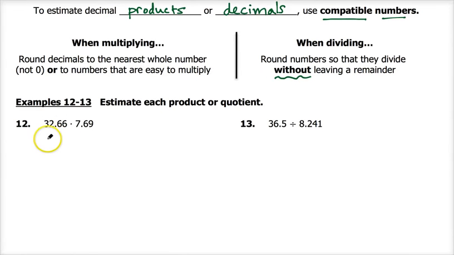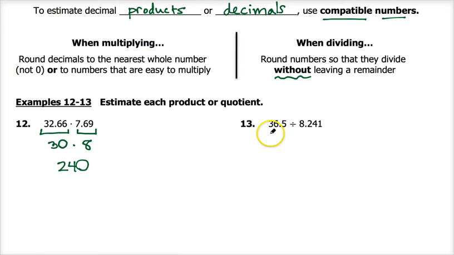So number 12, if I estimate 32.66 times 7.69, well, 32.66 is close to 30. Okay, and that's actually rounding it down. Okay, it's not the nearest whole, but it's really easy to multiply numbers that end in 0 in my head, so that's why I'm rounding down to 30. And then 7.69, well, that's really close to 8. Okay, that will round up to 8 actually to the nearest whole. 30 times 8 we can do in our head. That's just 240. So a good estimation for this might be 240.